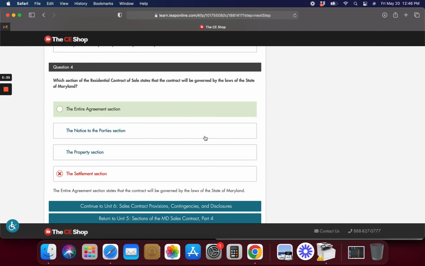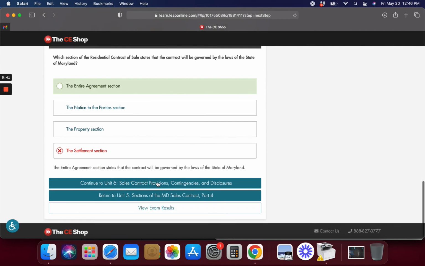All right, we're finally getting out of the state of Maryland on the next unit. Thank God. So the next unit is going to be sales contract provisions, contingencies, and disclosure, because I am tired of looking at the Maryland sales contract. So this applies to all the states in the United States if you're doing real estate.